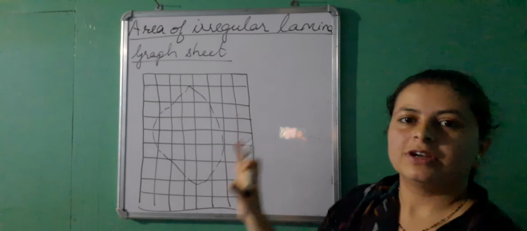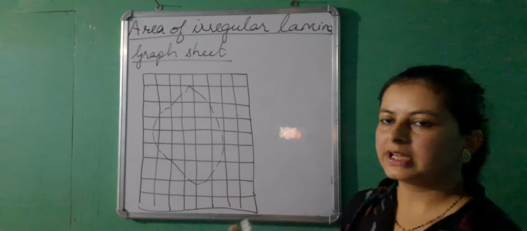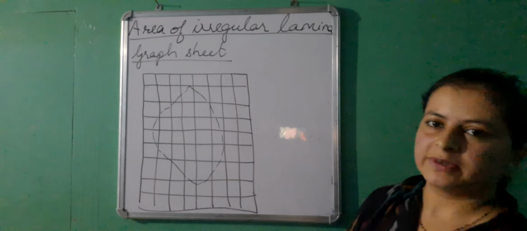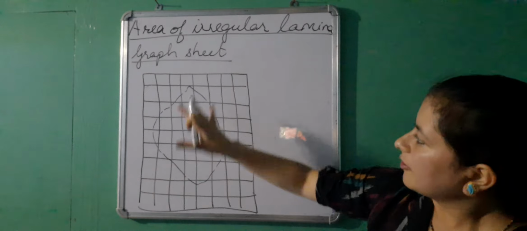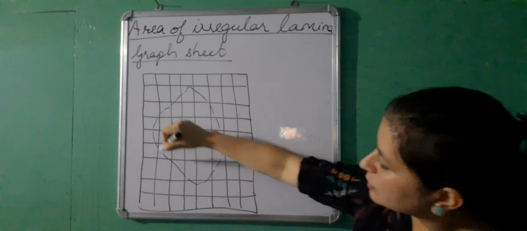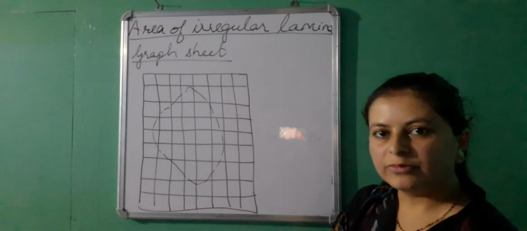You take the irregular lamina, say a leaf. A leaf is not regularly shaped. You just place the leaf on a graph paper, mark the boundary of the leaf using a pencil and remove the leaf.